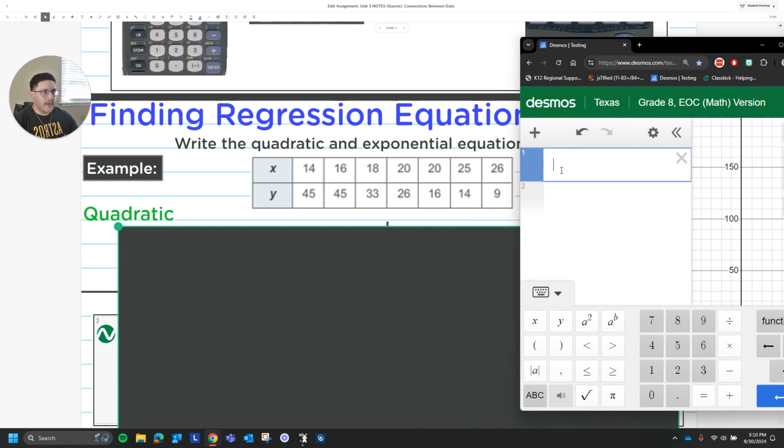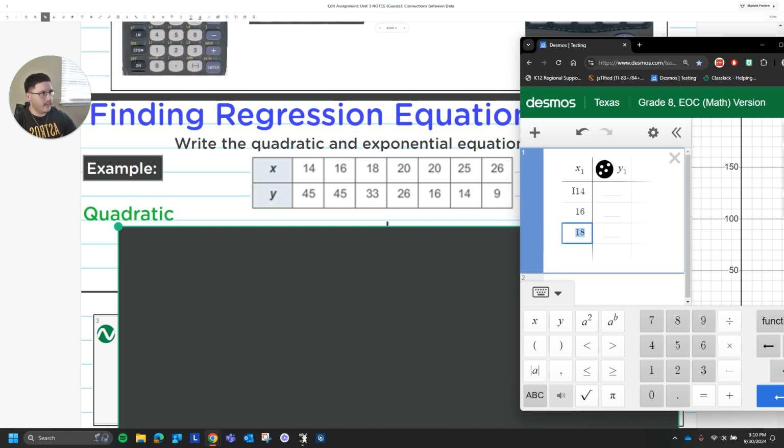So first things first in Desmos, we're going to add the table. We're going to enter our values for x and y. Remember, for a horizontal table, x's are at the top, and then the y's are at the bottom. So let's just enter these. And then go to the y values and enter what we have there.